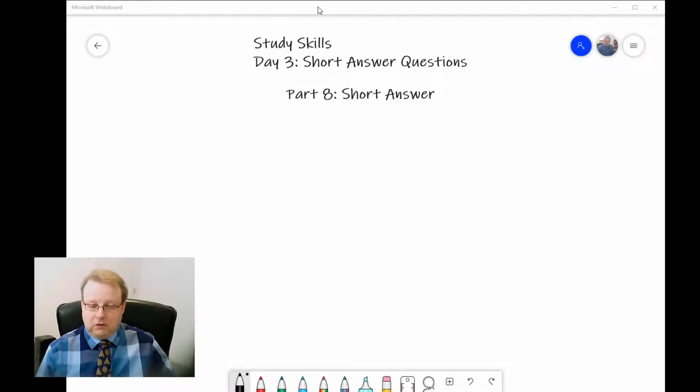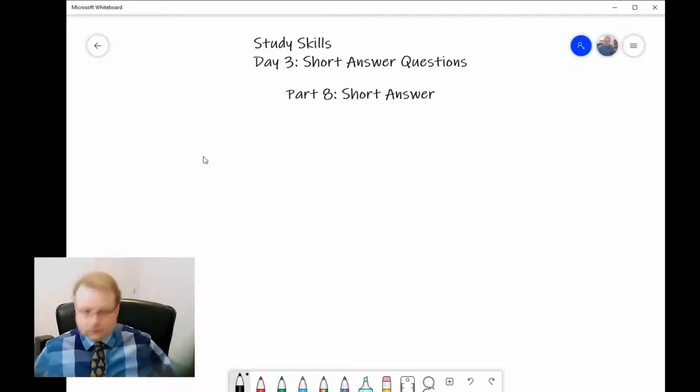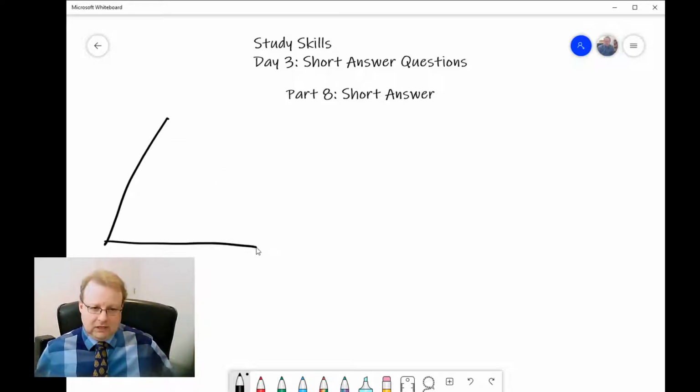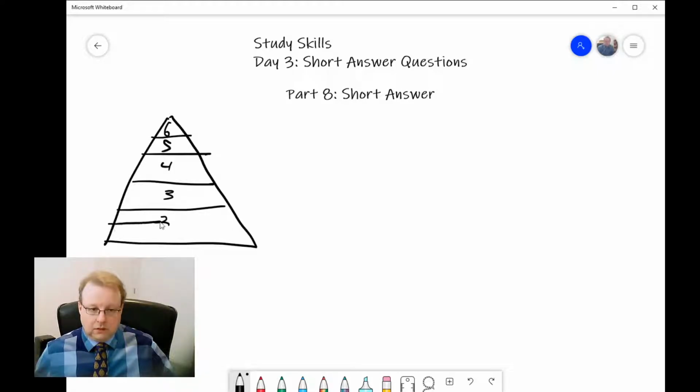So now we are moving into short answer. Again, looking at those 6 levels of Bloom's taxonomy, when we're getting into short answer, this is where you're putting your own words and your own thoughts on the paper, which means we can now assess all 6 levels of Bloom's taxonomy.